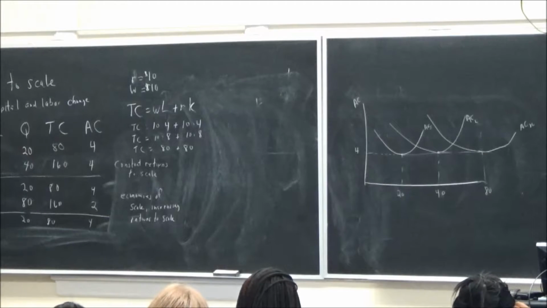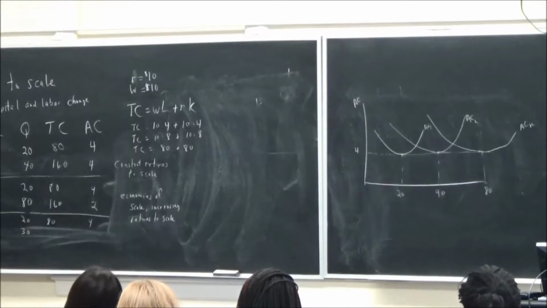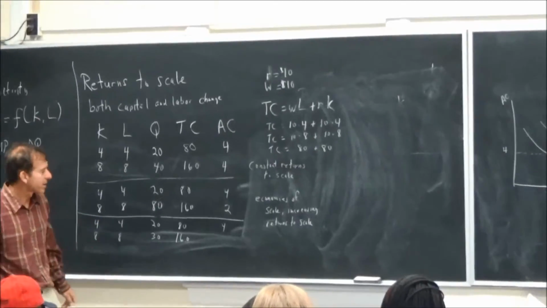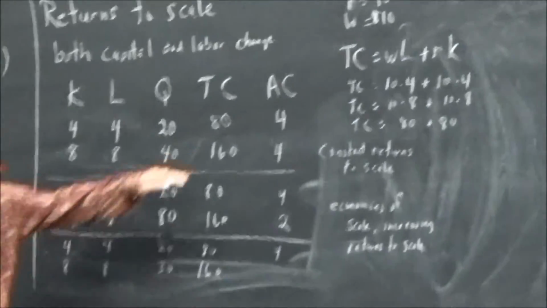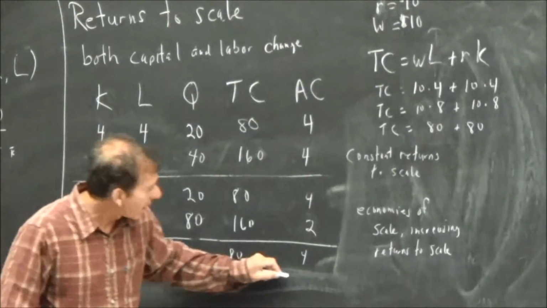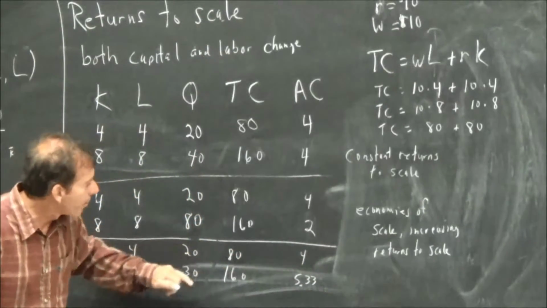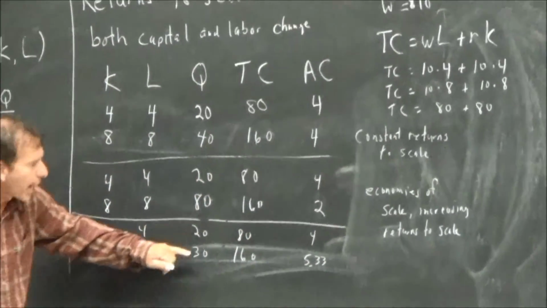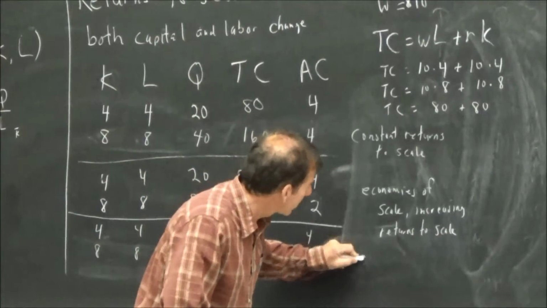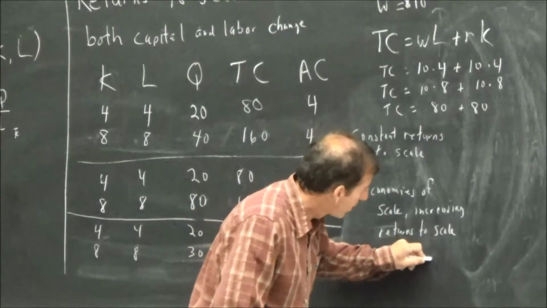Okay? The next one. And let's put this at 30. Our costs are always going to be 160 because we're still buying capital and labor in the same amounts. And in this case, our average costs are going to be 160 divided by 30, so our average costs are going to be 5.33. So when the company gets bigger, what happens to their average cost? They go up. So in this case, this is called decreasing returns to scale.